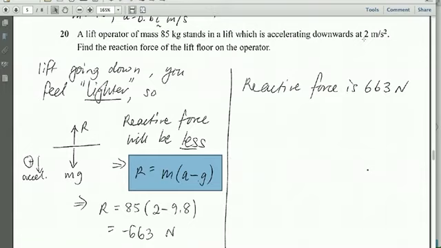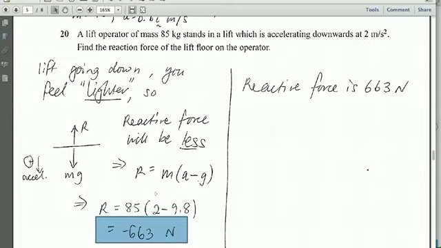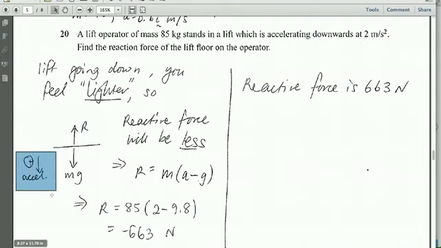The lift acceleration, or the platform acceleration, is 2. Gravity is 9.8. The mass of the operator is 85. And so when you put that in, you get this. Now, you get a negative, and the reason for that is because it's negative the direction of acceleration, if you define acceleration to be positive in this direction. So it's a 663 newton force opposite your direction of acceleration. That's the negative. So if you were asked for the magnitude of that force, it would be 663 newtons. Or you can say 663 newtons opposite the motion of the lift.